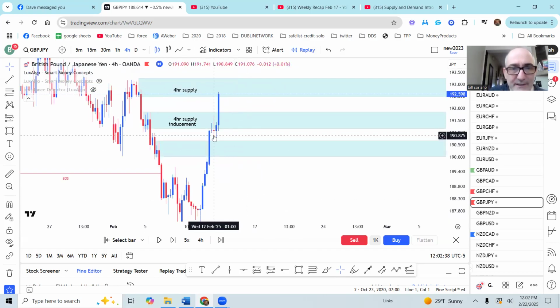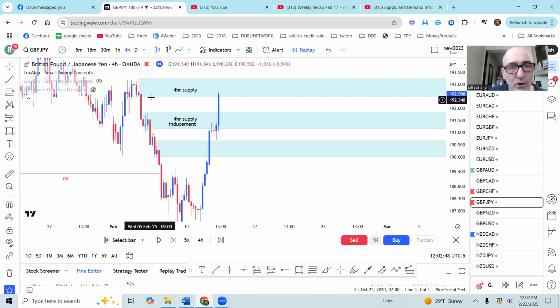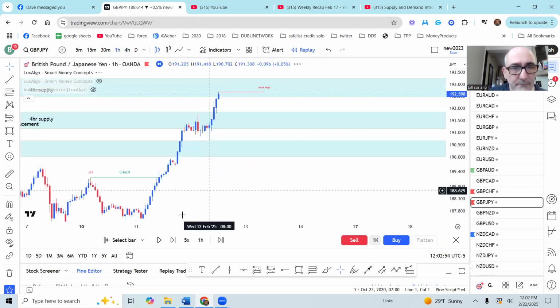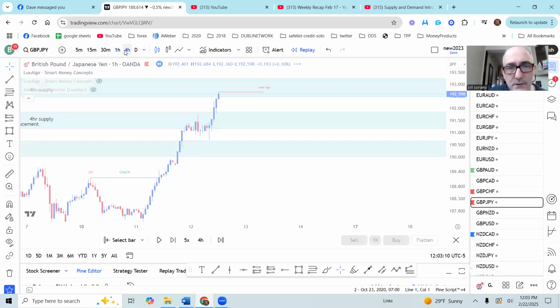Not only does it do that, it goes right through this zone here as well. And it goes up to this 4-hour supply zone here, which is the one I initially liked because there was all this imbalance here that needed to be filled, right? And again, even if we drop down to the 1-hour time frame, you could see here price does not make any valid change of character to the downside, telling us it's safe to think about taking a trade here. It just goes straight up into the next zone.